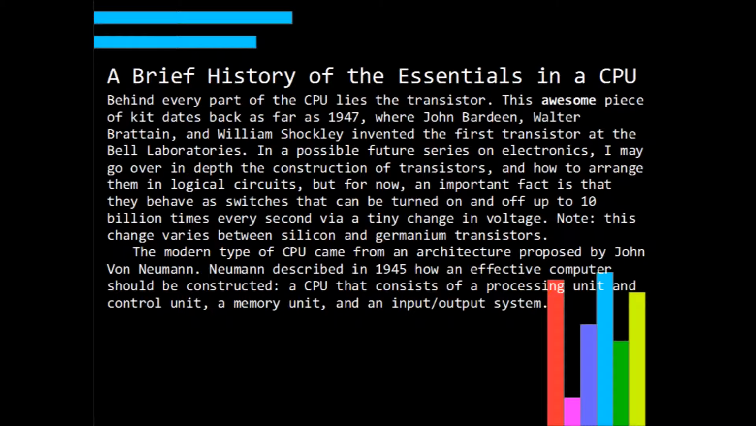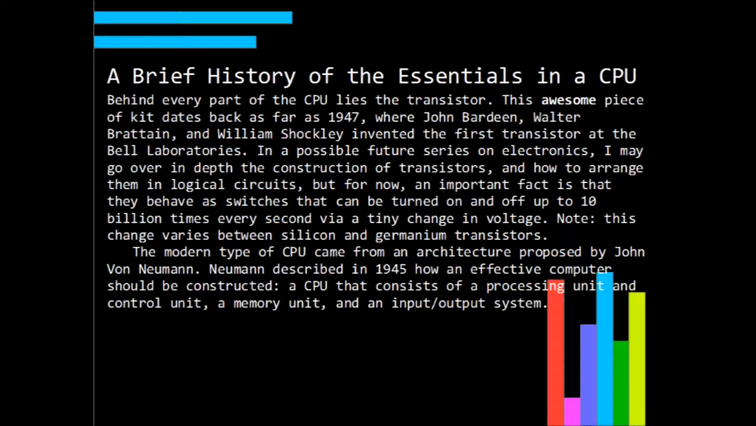Behind every part of a CPU lies the transistor. This amazing piece of kit dates back as far as 1947, where John Bardeen, Walter Brattain, and William Shockley invented the first transistor at the Bell Laboratories. In a possible future series on electronics, I might go over in depth the construction of transistors and how to arrange them in logical circuits, but for now an important fact is that they behave as tiny switches that can be turned on and off up to 10 billion times every second via a tiny change in voltage.